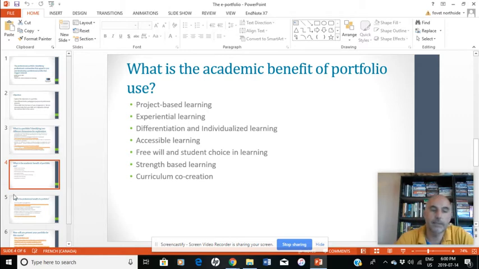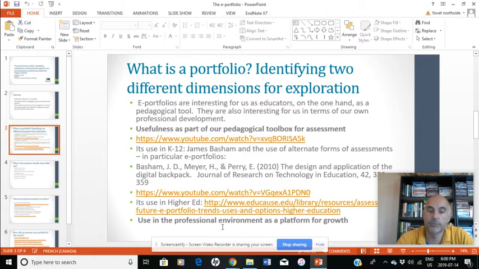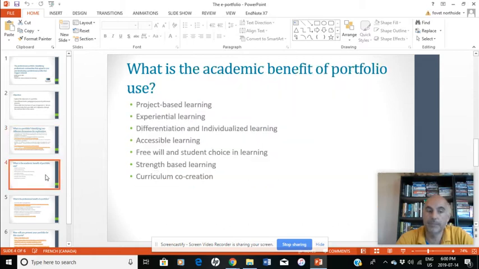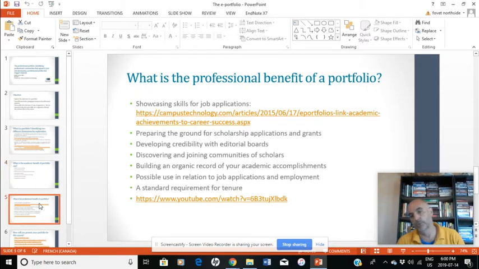So that's for dimension 1, but remember that dimension 2 was the use of the professional environment as a platform for growth. Because ePortfolios are obviously used for assessment and within academic premises. But what we would like you to be able to do with ePortfolio is to take it with you, to continue feeding it, nurturing it and developing it through your masters, and then to be able to use it for professional development.